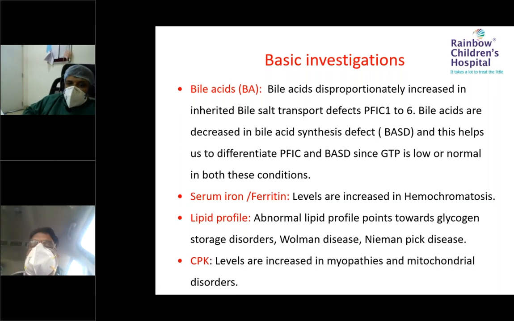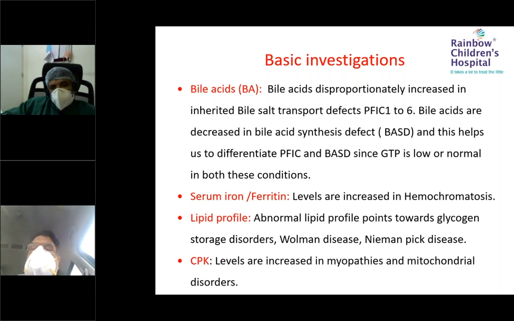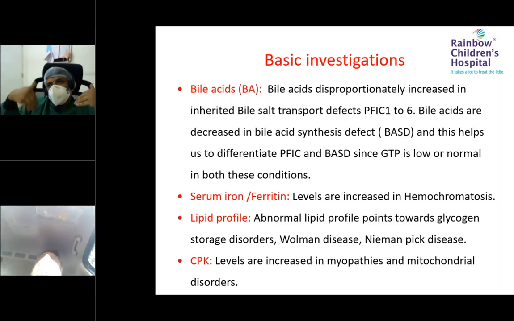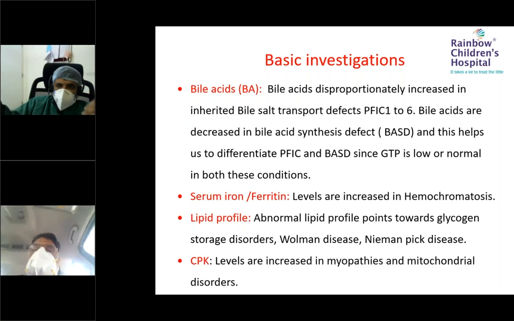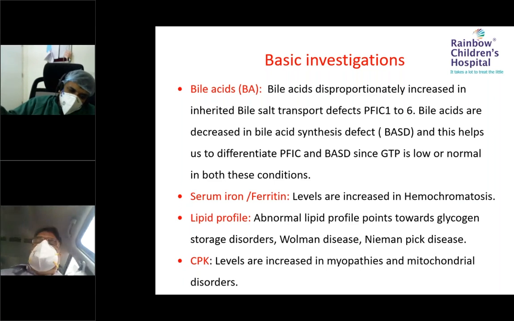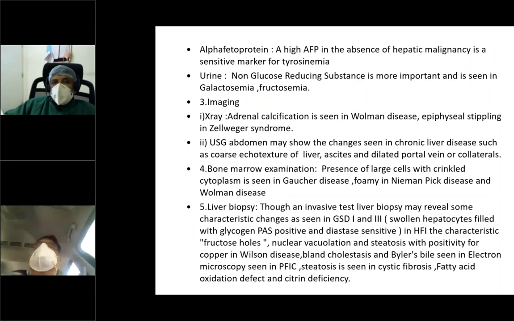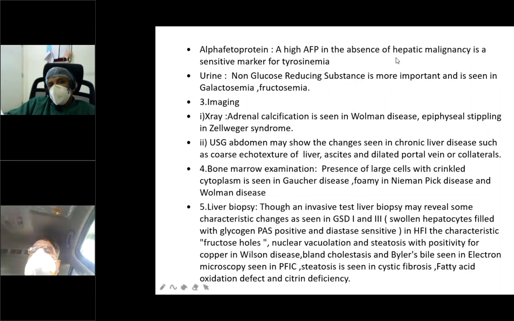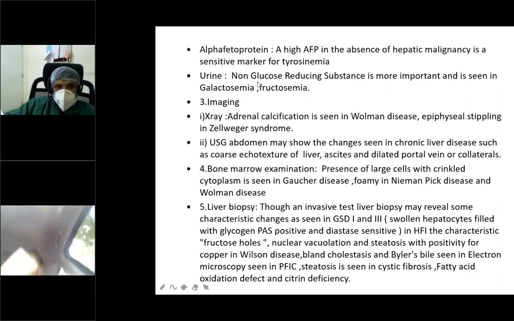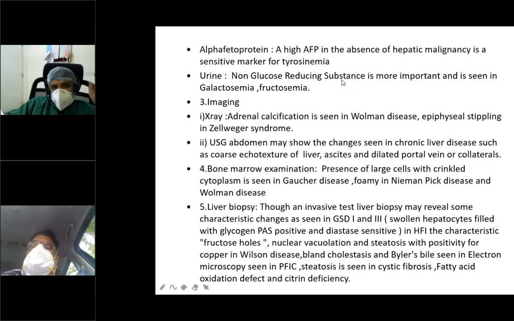Lipid profile: an abnormal lipid profile points towards glycogen storage disorders, Wolman disease, and Niemann-Pick disease. CPK, so the role of CPK in connection to the liver. Again, think in terms of either a fatty acid oxidation disorder, mitochondrial hepatopathies, or glycogen storage disorder type 3. Again, alpha fetoprotein. A high alpha fetoprotein in the absence of hepatic malignancy is a sensitive marker for tyrosinemias. Urine non-glucose reducing substance is very, very important. It is positive in case of galactosemia and fructosemia.